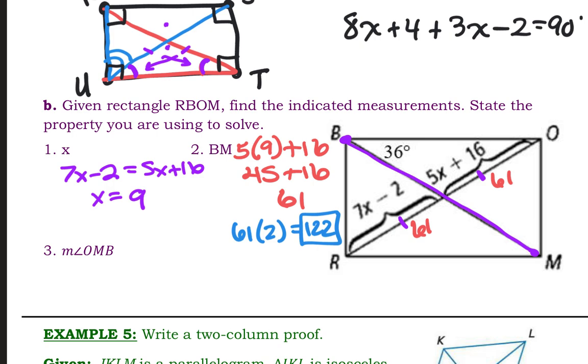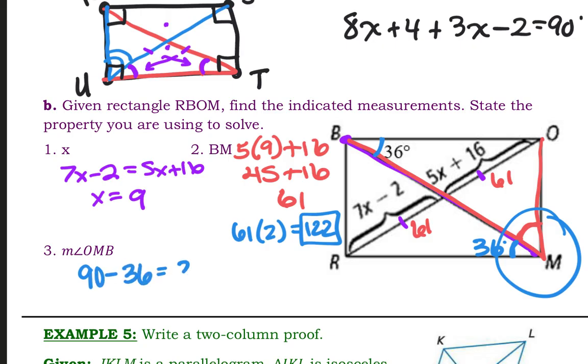And then the last one is find the measurement of O, M, to B. How would I find this angle? Correct. Subtract 36 from 90. These are alternating interior angles, these two here. And then again, every angle on a rectangle must be 90 degrees. And then that'll give you your angle.